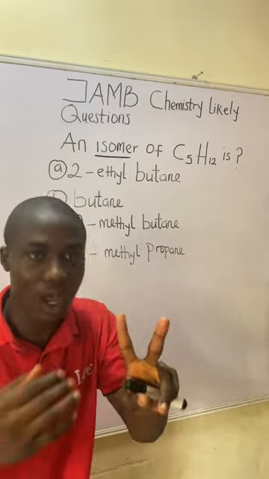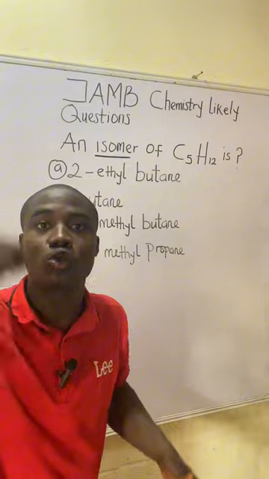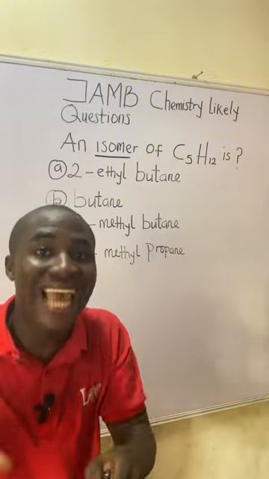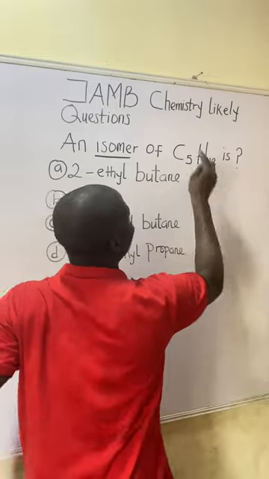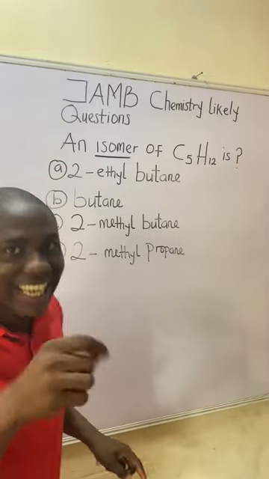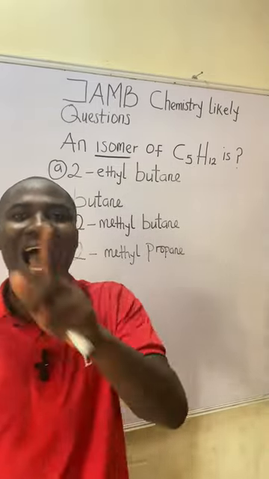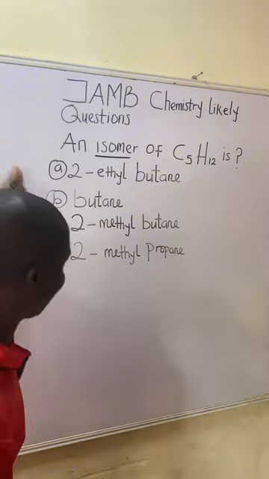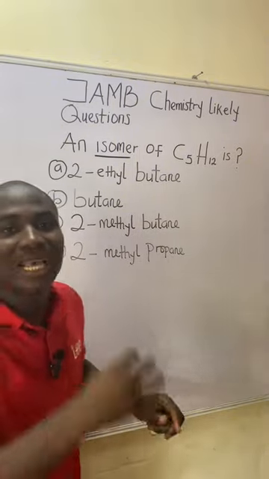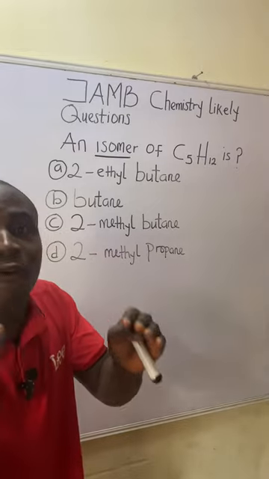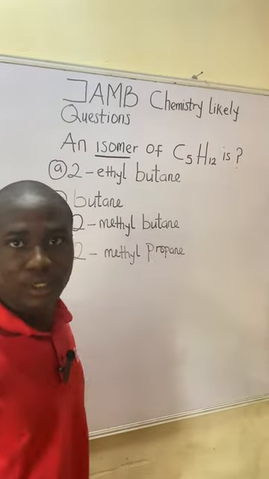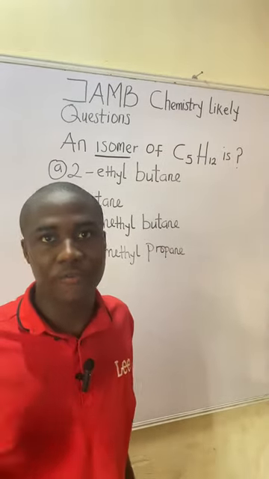two or more compounds have the same molecular formula, and the molecular formula in this question was C5H12, but different structure, meaning that they are asking us to check the options here, looking at the compounds, and check the one that has the same chemical formula as this. Do you understand? That's the question. It's actually very, very easy.